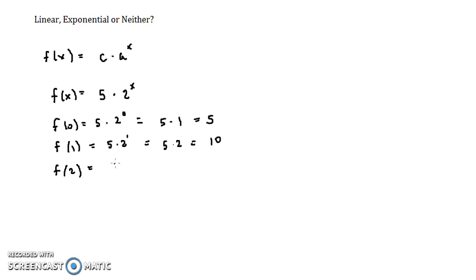If we look at f of 2, we've got 5 times 2 squared. That's 5 times 4 is 20. F of 3, 5 times 2 cubed. 5 times 8 is 40. Now we could keep going with this, but you probably have enough here to see the pattern. So if you look, our x values are going up by 1: 0, 1, 2, 3.